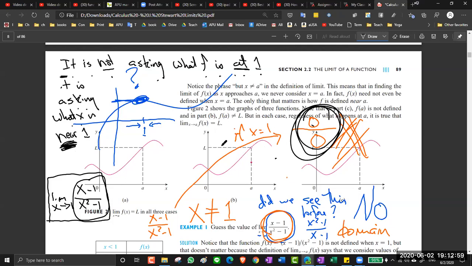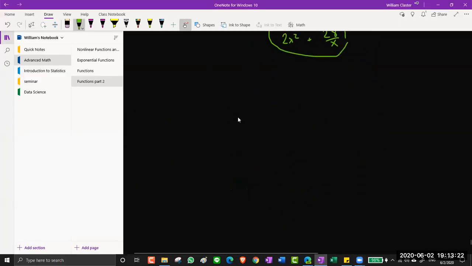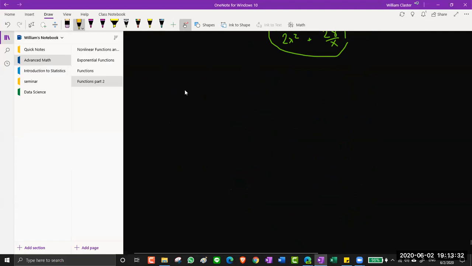All right, now I'm going to move to a different screen so that I can show you a little bit better. So let me stop sharing that and just share this. Okay. So let's talk about the same question again. So the limit of (x minus 1) over (x squared minus 1) as x goes to 1.